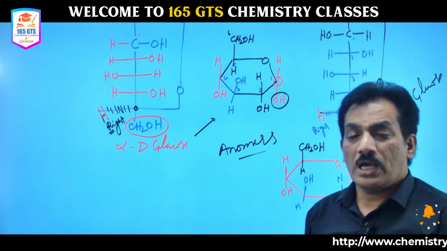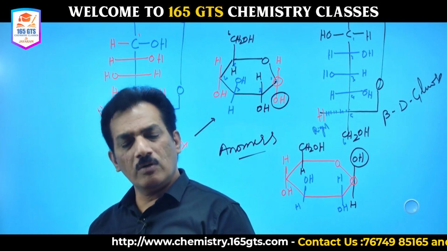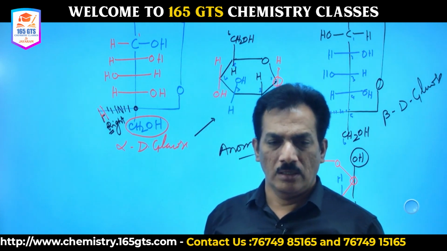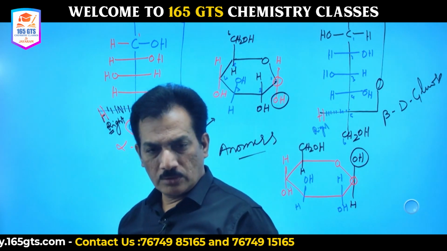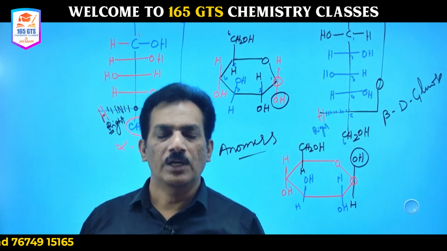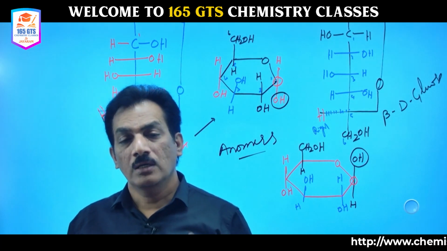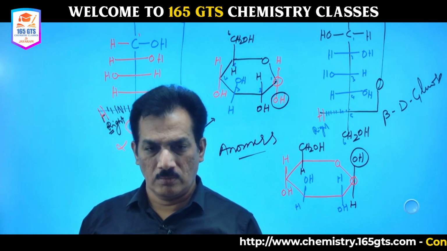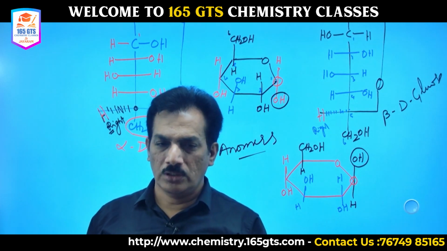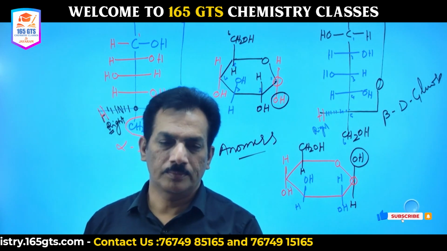Thereafter, these monosaccharides will combine to give disaccharides. We have three disaccharides in our syllabus: sucrose, then maltose and lactose. Thereafter, we have three polysaccharides also. They are starch, cellulose, and glycogen.